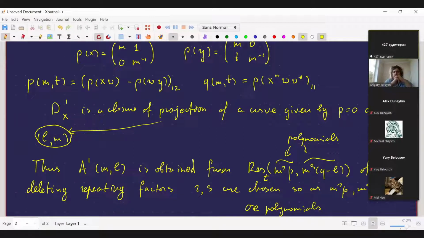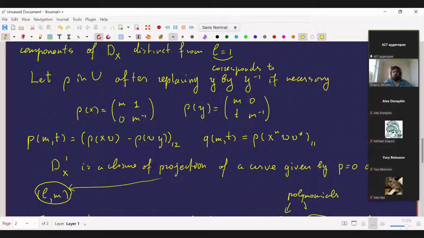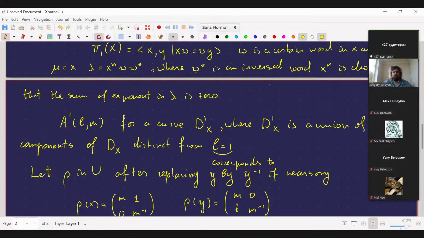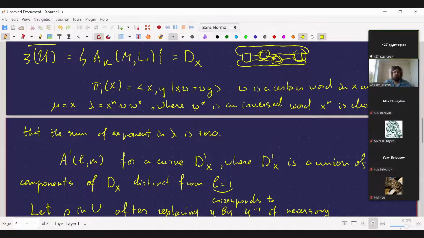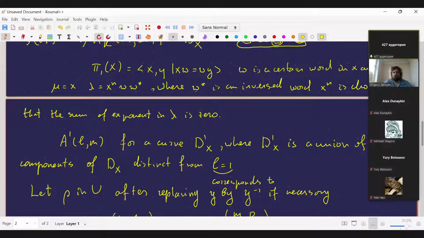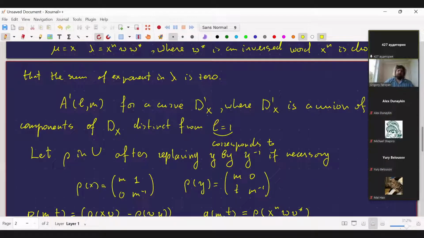Basically it works for any knots, just here it's tractable. Yes, because we can write our generator mu like this. Sorry, generator lambda like this. Okay, then. Thanks.